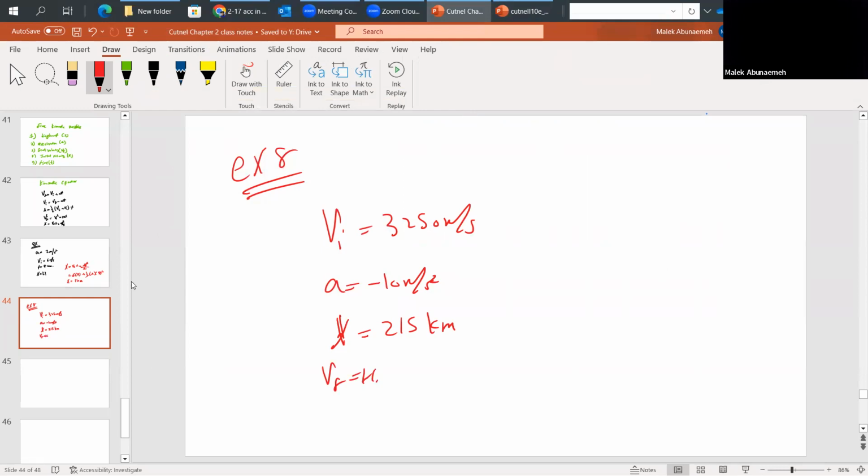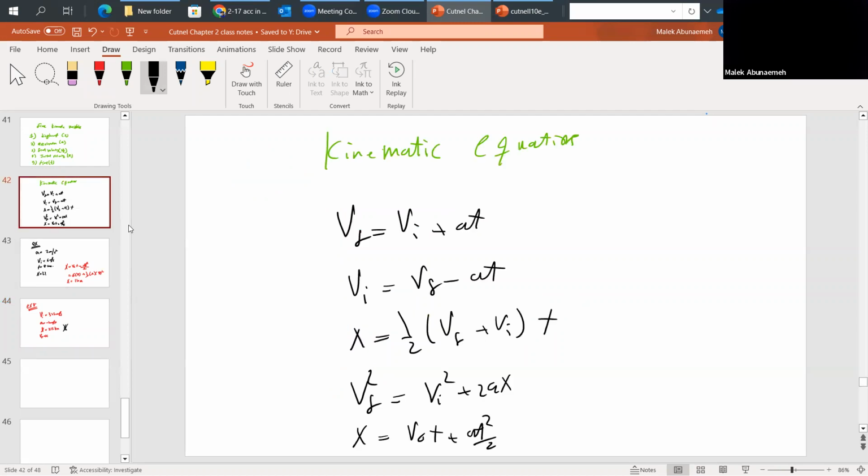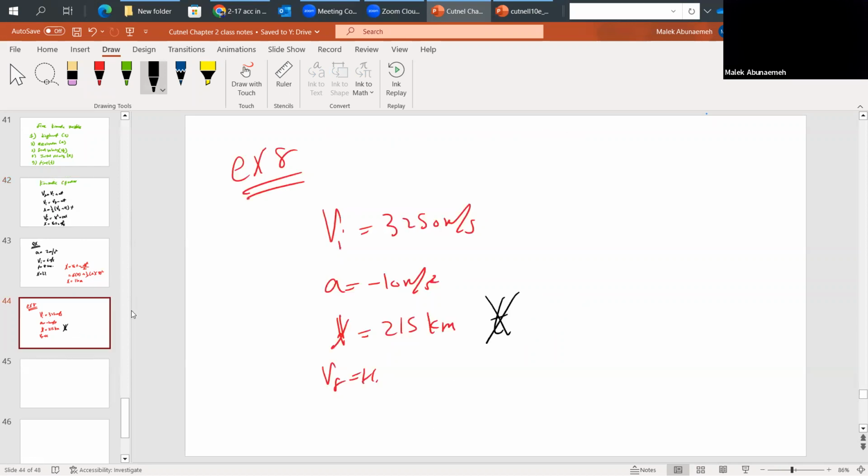Well, the only one that we don't have is your time. So you don't have a time, which means going back to these equations, we can use this one, or that one, or that one. So we use this equation over here, v final squared equals v initial squared plus 2a times x.